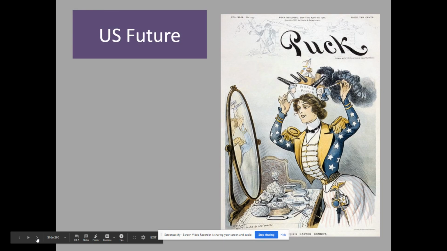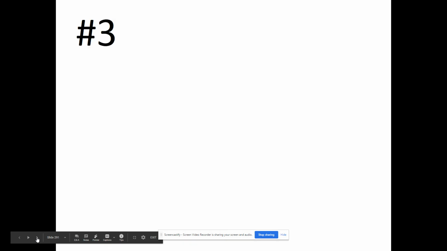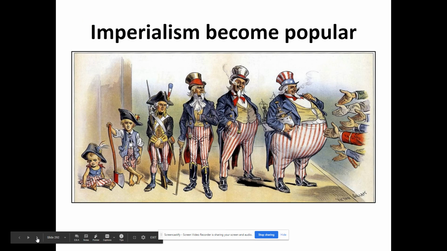Number two, the U.S. now is a great power. And we absolutely are going to become a superpower economically and militarily. And this was our launching point right here. So we are going to be seen as a powerhouse. Number three, imperialism becomes popular. So many people that would have been against imperialism now have an empire, and we just won.